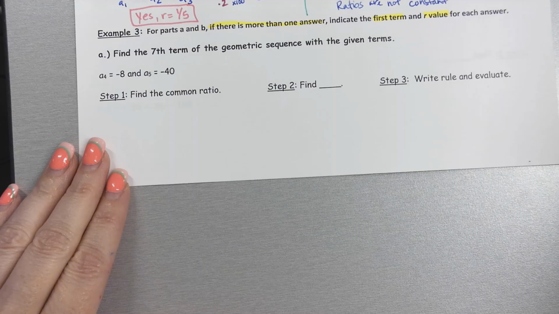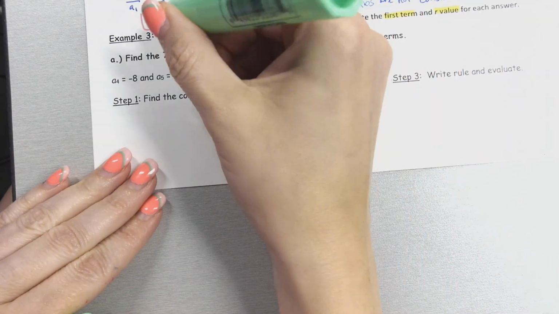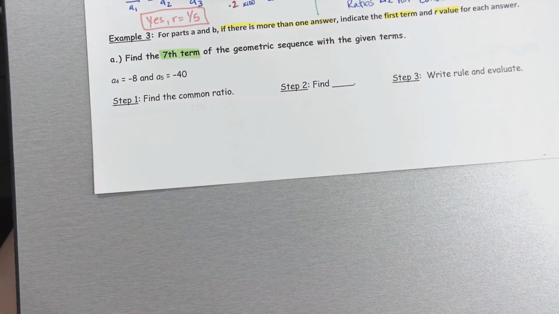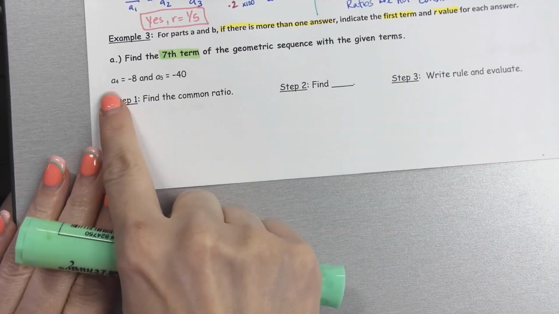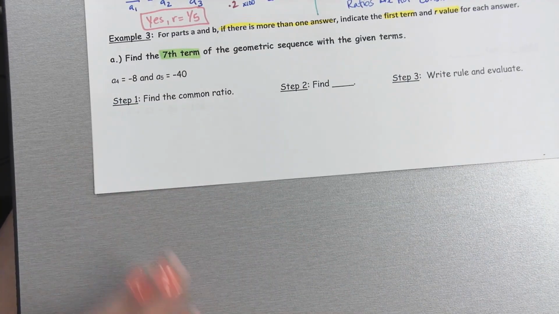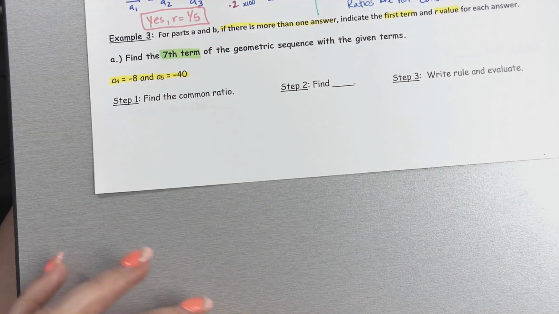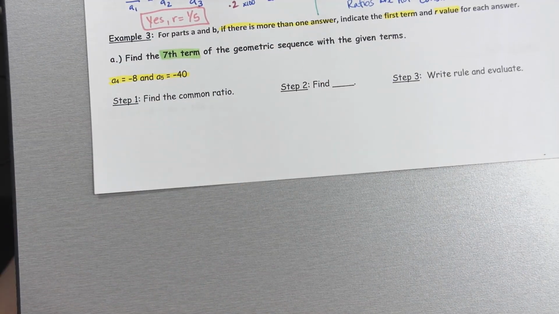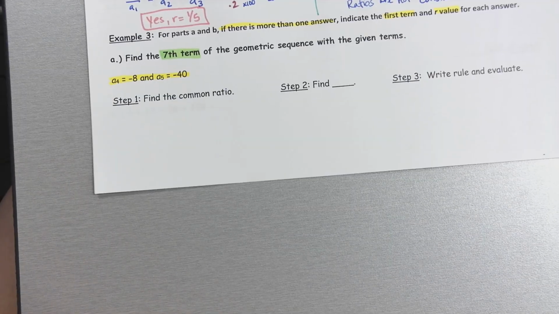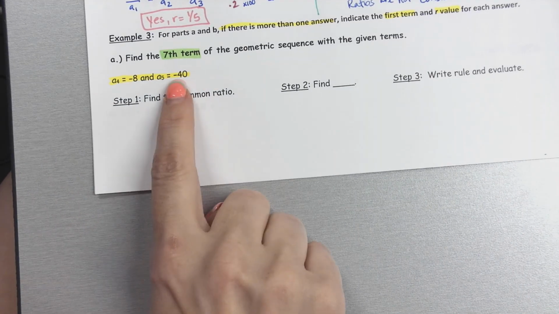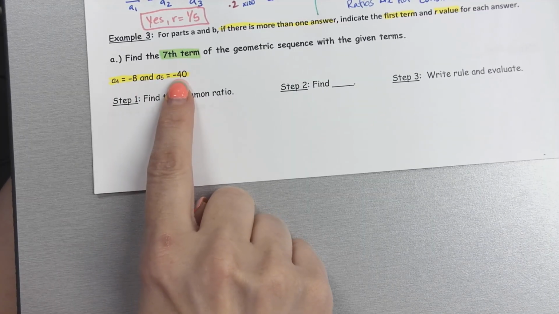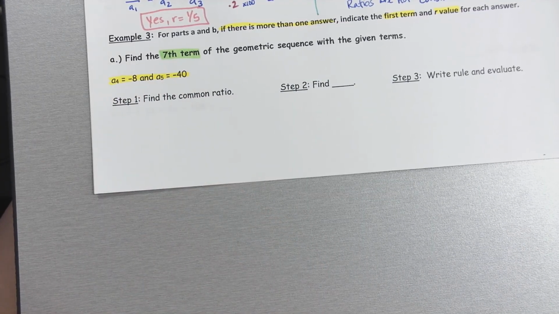So this one here is asking you to find the 7th term of the geometric sequence, and they give you a sub 4 and a sub 5. Now they gave you 2 terms that were right next to each other. That is not always going to happen. If they do give you 2 of them that are right next to each other, you can just divide. What's negative 40 divided by negative 8? 5.